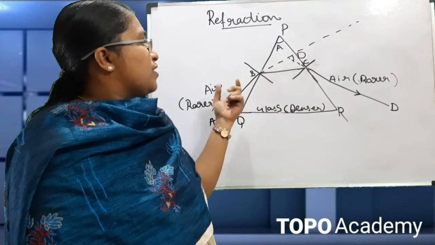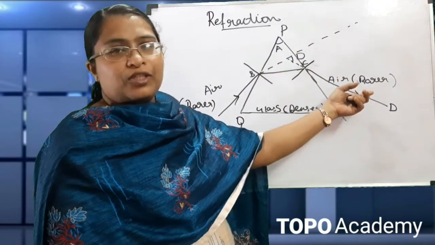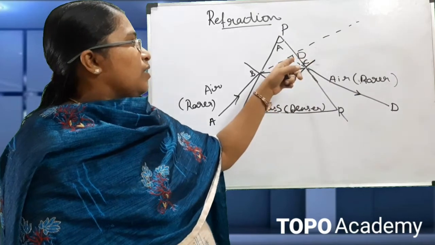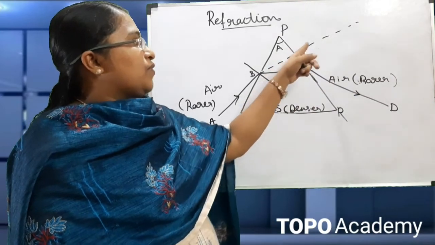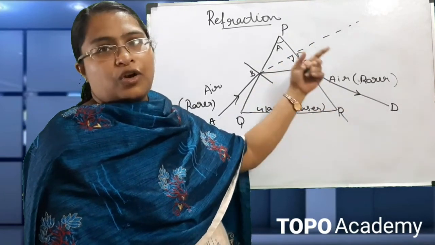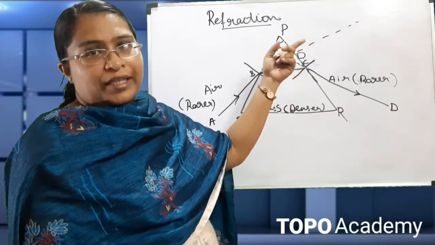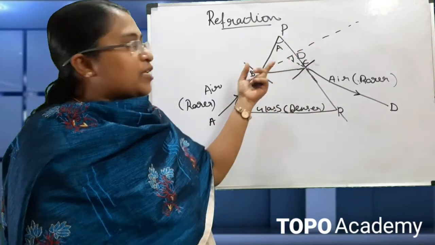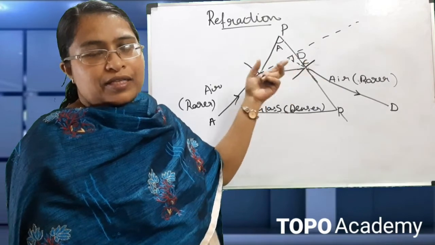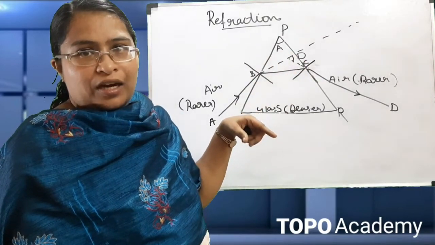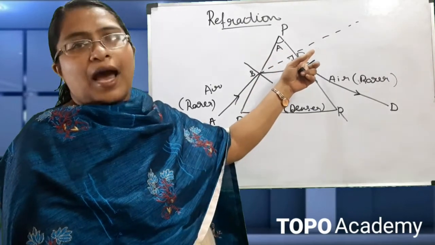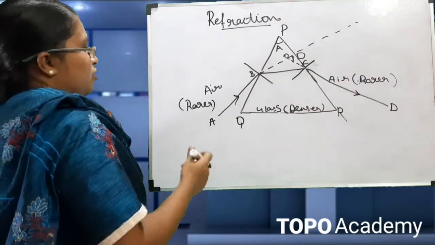If you extend this incident ray and you extend this emergent ray, these two will meet at a point, and the angle between the incident ray and the emergent ray is known as the angle of deviation. That means when the light is passing through the prism, this light is deviated at a particular angle. That angle is known as the angle of deviation. So we can write this.